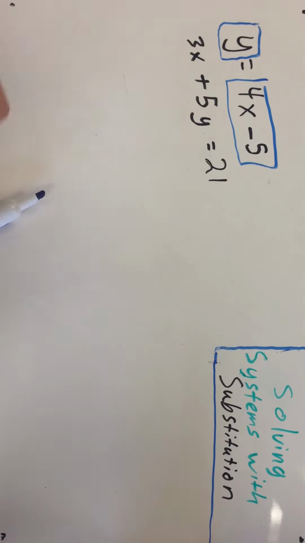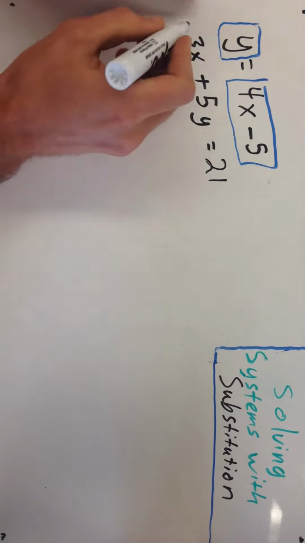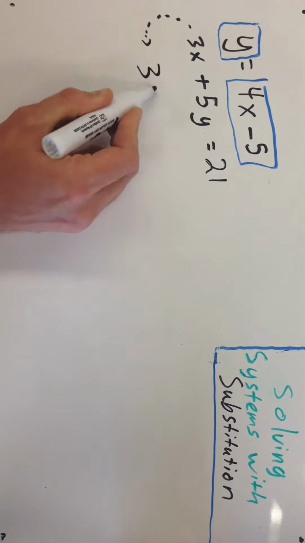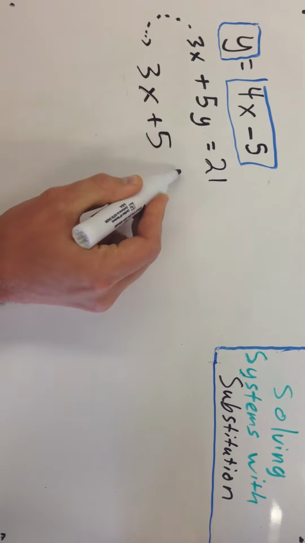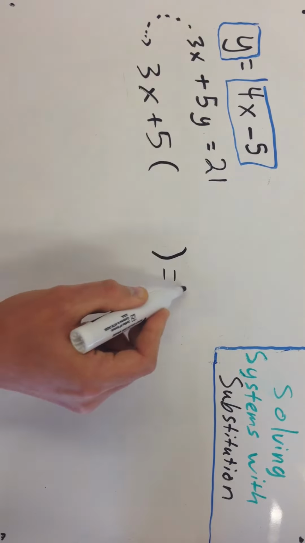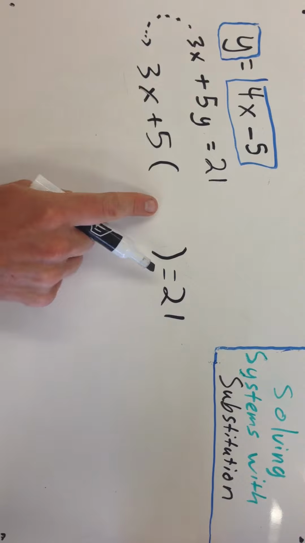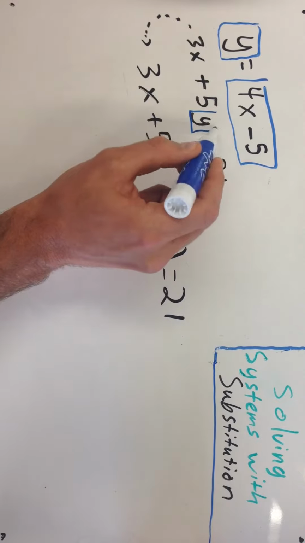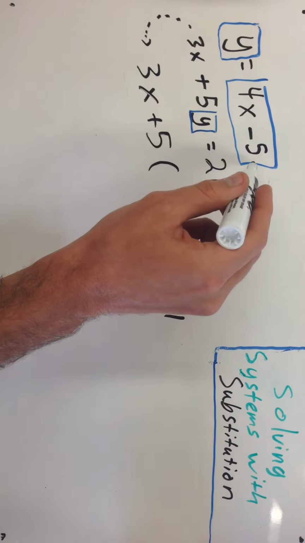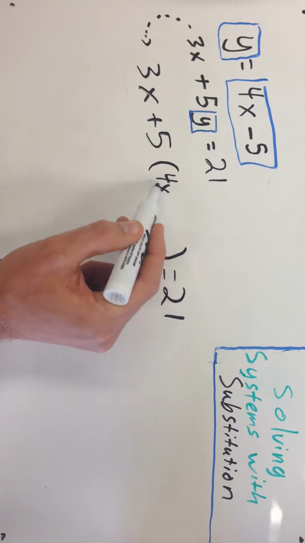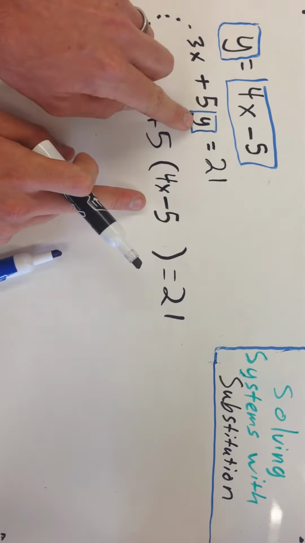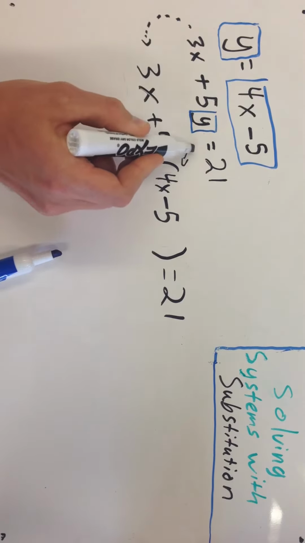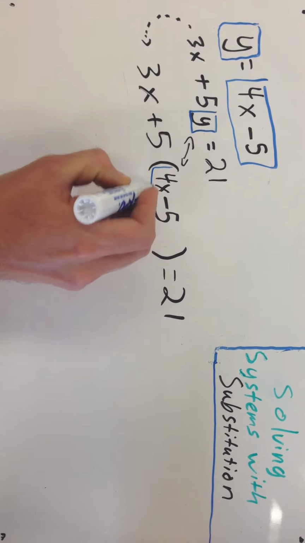So watch what I'm going to do with this equation. I've got these two equations. I'm going to rewrite this one down here, but I'm going to write it a little bit funny. It's going to be 3x plus 5y equals 21. You'll see that I didn't include the y, because I know what y is. I know y is just 4x minus 5. So we substituted. Instead of putting the y there, I put 4x minus 5. I just did a little bit of a swap there.